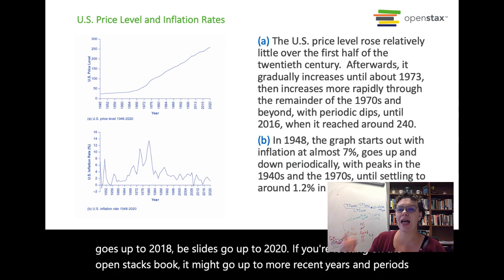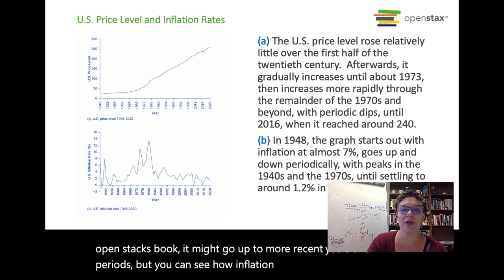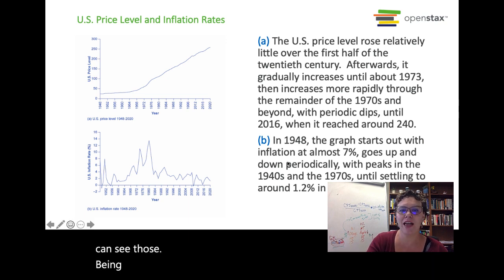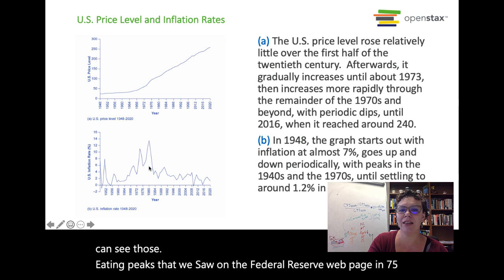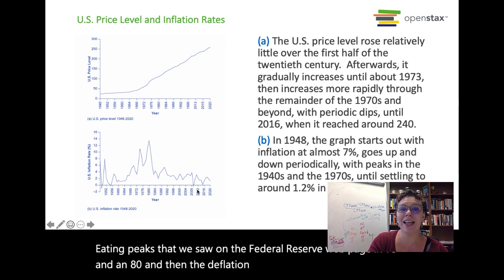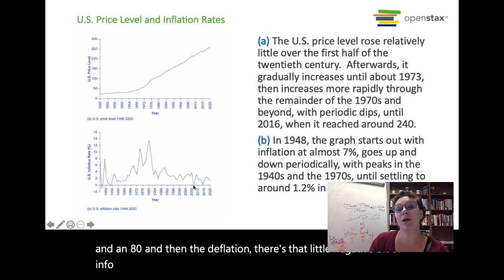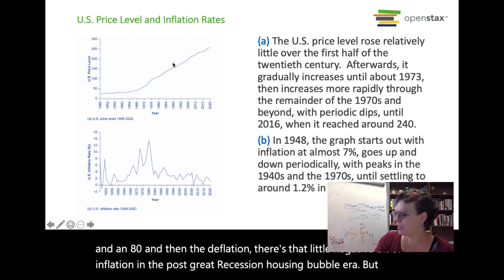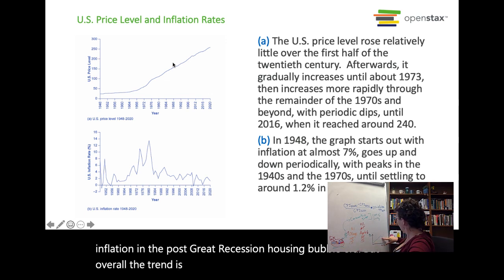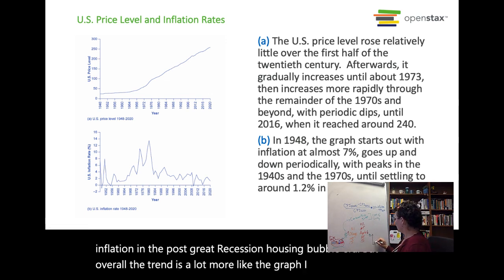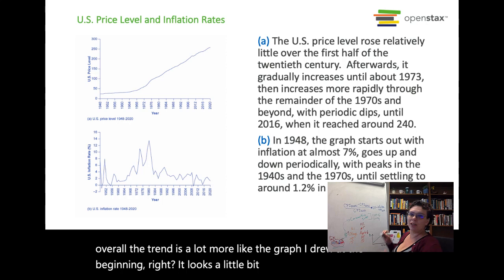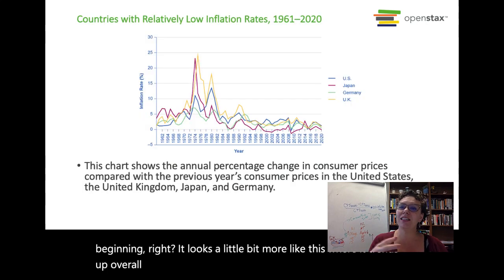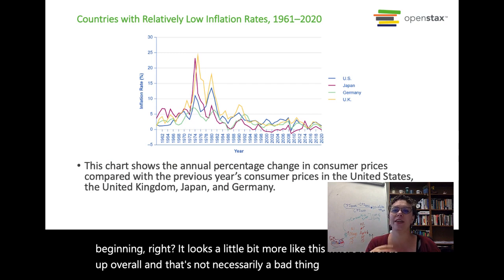But you can see how inflation fluctuates over time. You can see those same peaks that we saw on the Federal Reserve webpage in 75 and in 80, and then the deflation. There's that little negative bit of inflation in the post-Great Recession housing bubble era. But overall, the trend is a lot more like the graph I drew at the beginning, right? It looks a little bit more like this, where it trends up overall. And that's not necessarily a bad thing. That's about what we expect.